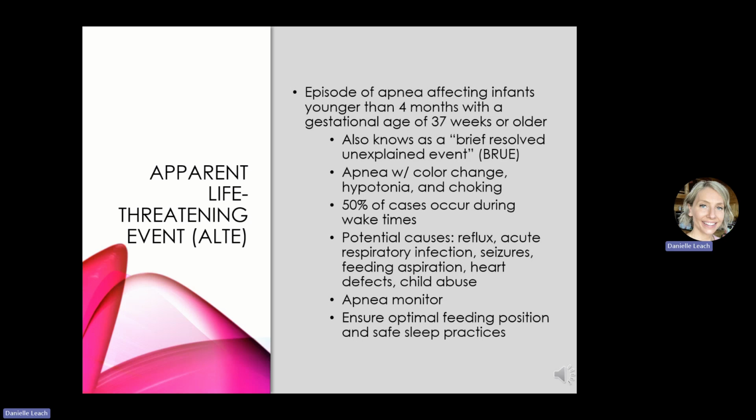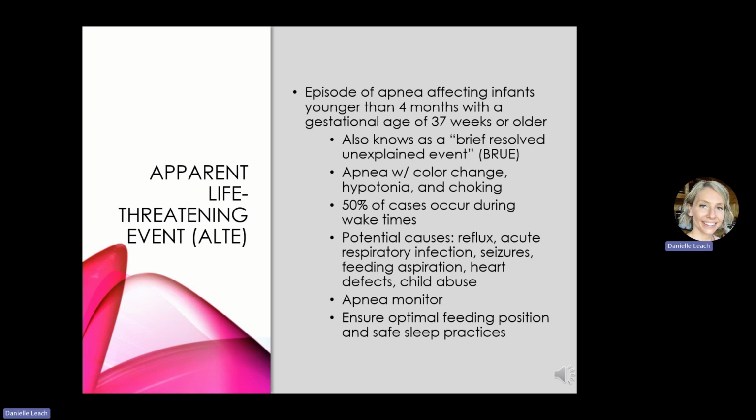So this is a scary incident, but the baby thankfully doesn't actually die. They do have a period of apnea where they have color change, hypotonia, and they could have actual choking. This one's different than SIDS because they don't actually die, and 50% of the cases occur during wake times, so they're not even asleep.